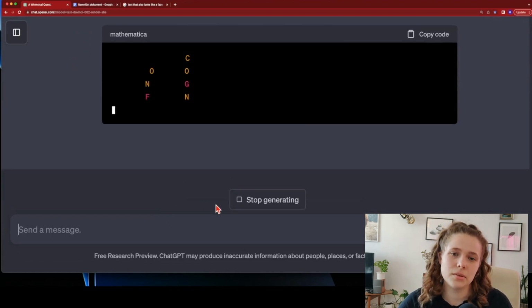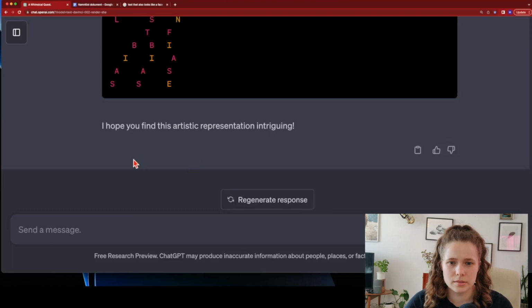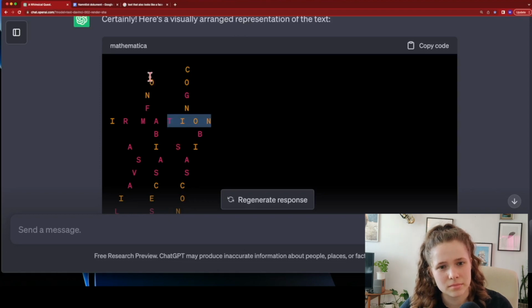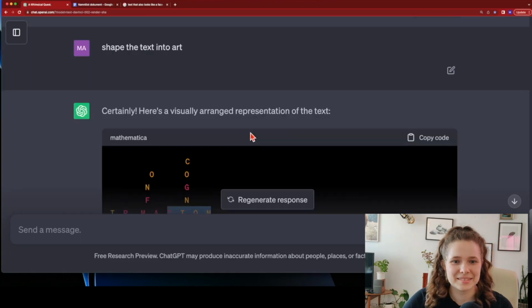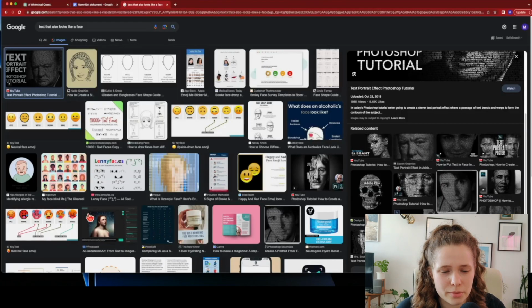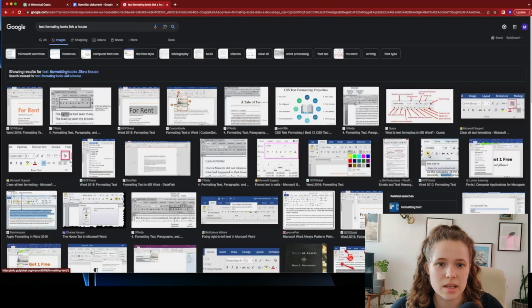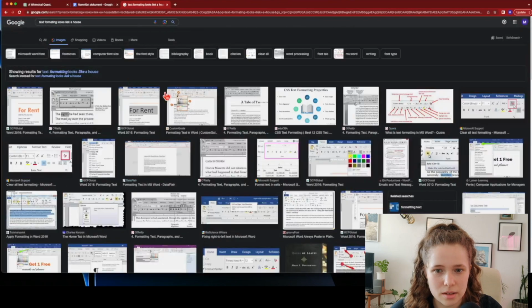Let's see. Oh, okay. We've got something going on here. Cognition bias. It's not what I was going for, but it is some kind of art. I feel like we need a name for what this is called. House. I'm using house as an example because it's kind of an easy shape but still complicated enough.